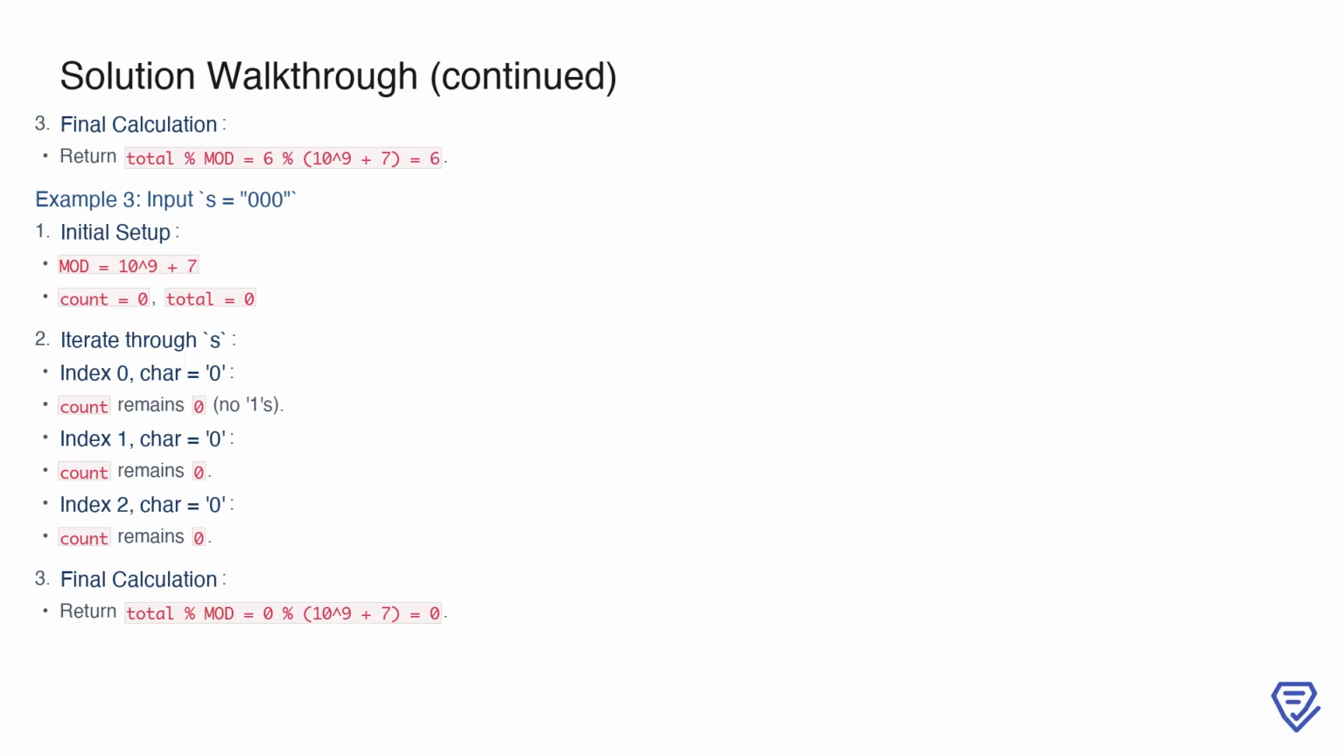set to 0. Now, while iterating through the string, at index 0, the character is 0, so count remains 0 since there are no ones to count. At index 1, the character is again 0, and count still remains 0. The same happens at index 2, where the character is yet another 0. Throughout the entire string, we do not encounter any ones, so total remains 0. At the end, we compute the final result as total % mod, which is 0 % (10^9 + 7), resulting in 0.